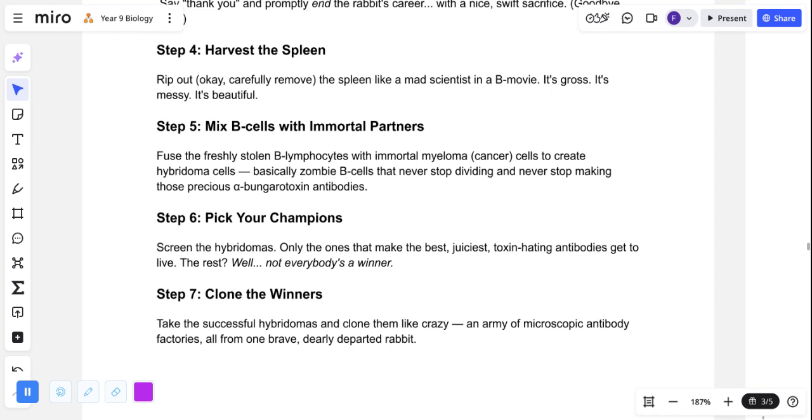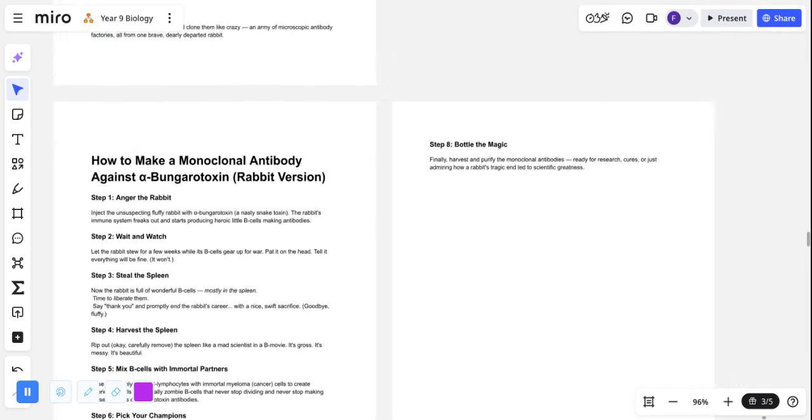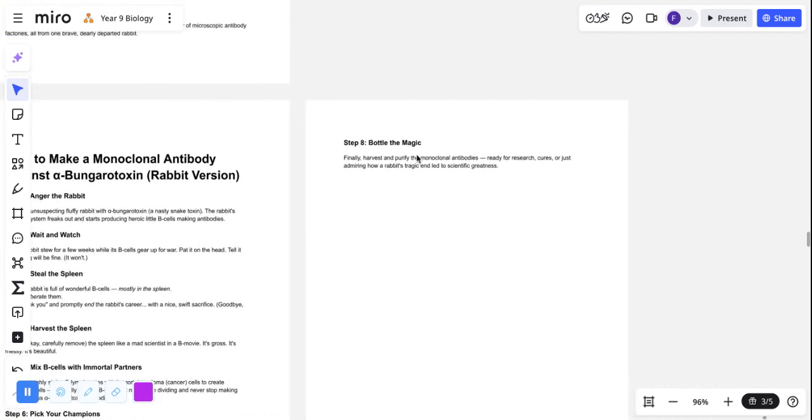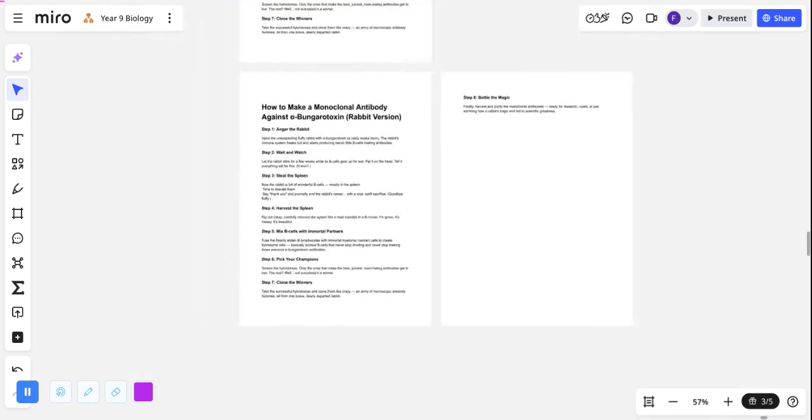Cancer cells never die and always replicate. So you take these white blood cells, these B lymphocytes that were producing the antibody, you fuse them with a cancer cell, and you produce a hybridoma. It is literally a zombie B cell that will never stop dividing and it will never die. And you're producing lots and lots of alpha gal antibodies. You pick the best hybridomas that are producing lots and lots of antibodies, and you give them lots of food and clone them. So, the sacrifice. You then bottle those antibodies so you can inject them into somebody who's bitten. And that is the job the nice, pretty, fluffy rabbit did.